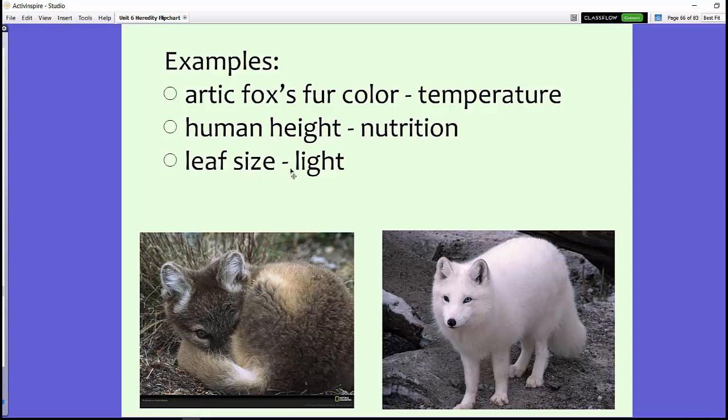Leaf size can be influenced by the environmental factor of light. So it depends on if it's a shade leaf or a sun leaf. If it gets a lot of light, it tends to be a little bit smaller and thicker. If it's a shade leaf, it tends to be larger, a little bit softer.